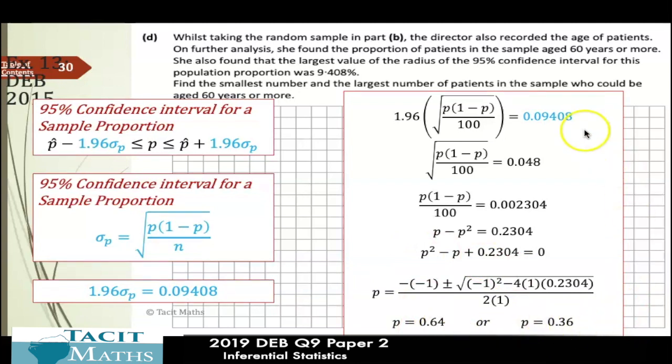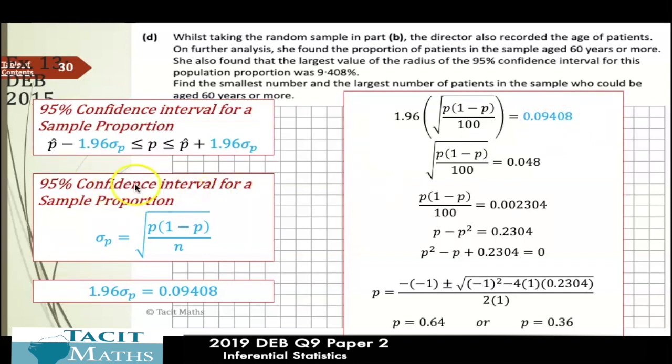Now if we just go back and figure out what does all of this mean. It's kind of hard to figure out, but basically there's 100 people in the study. So if 64% of those, or if 64 patients were 60 years or older, then we would get a standard error of 0.09408. But also if 36% of them are 60 years or more, we'd also get the same answer. So it's a very difficult one to get your head around really.